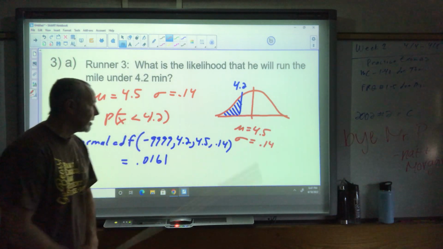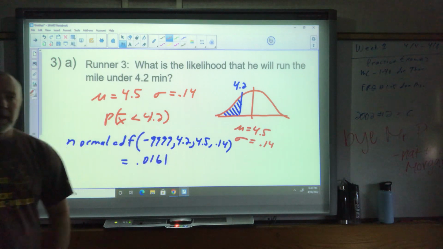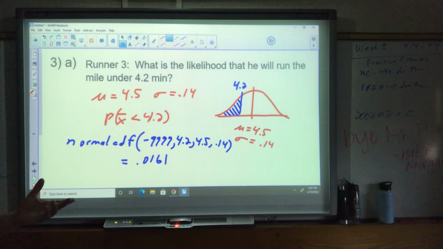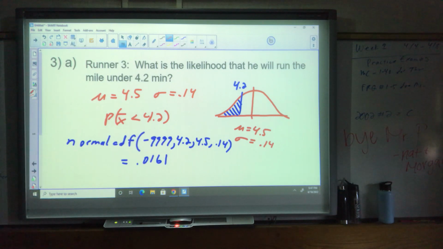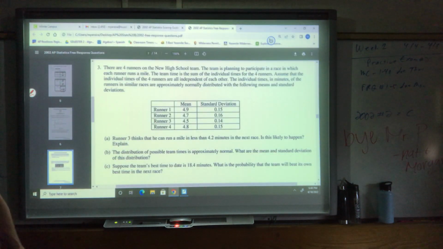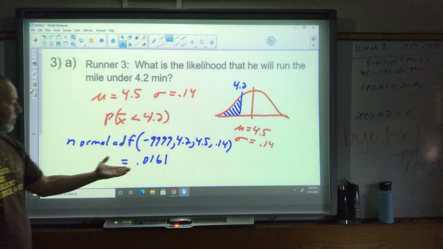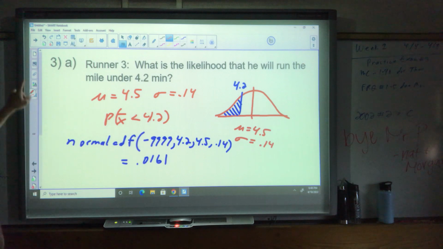Here is my picture. Okay, and I'm just going to go normal CDF, and it's 0.0161. I believe they asked me if it would be likely, and I would say it is unlikely. Or if it asked me just what is the likelihood, then the likelihood that he will run the mile under 4.2 minutes is 0.0161. Let me go back and check our question. Okay, is this likely to happen? So I'm going to say that is not likely to happen, because the probability is less than 5%, which is considered a rare event. All right? Okay.